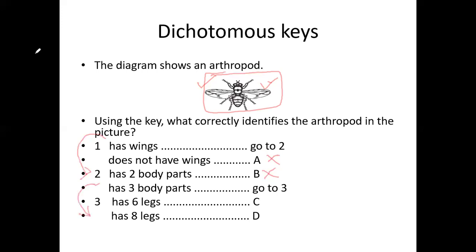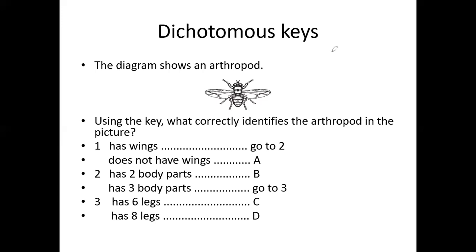Has 6 legs. If it has 6 legs, 1, 2, 3, 4, 5, 6, then the answer is C. If it has more than 6 legs, then the answer can be D. But here you can see it has 6 legs. So the answer is C. So this is the best way to identify the organism. Dichotomous key is very important in this case.